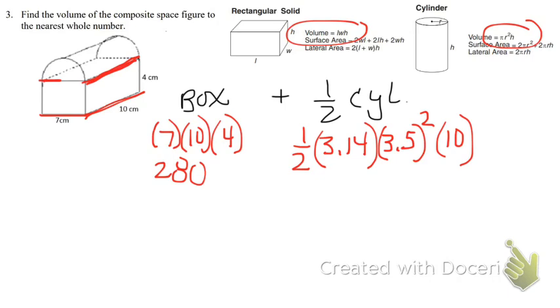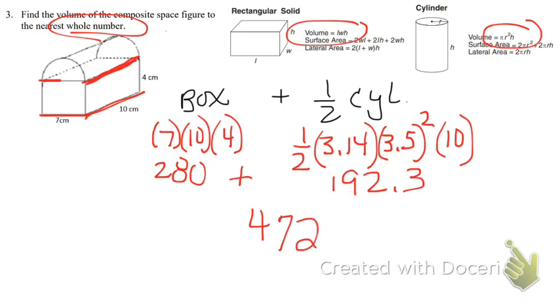Put all that into your calculator. 3.5 squared times 10 times 3.14 and divide by 2. I get 192.3. Add that to the 280. And this time it says rounded to the nearest whole number. So my final answer is going to be 472 cubic centimeters. Okay? Hit pause if you want to do number 3 of your worksheet.